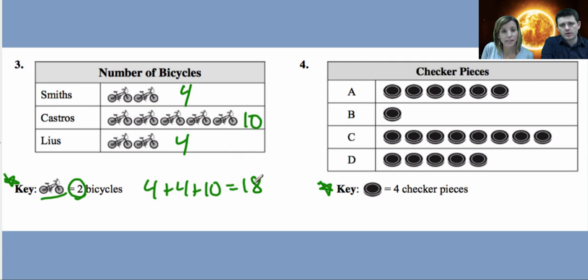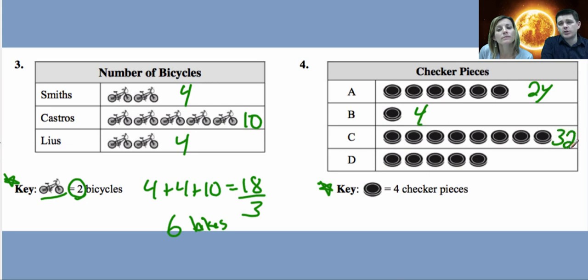18 divided by 3 is 6. So we end up with 6 bikes for an average. Here, notice the checker piece is equal to 4. So we have to multiply everything times 4. So we have 24, 4, here's 8, so that would be 32.